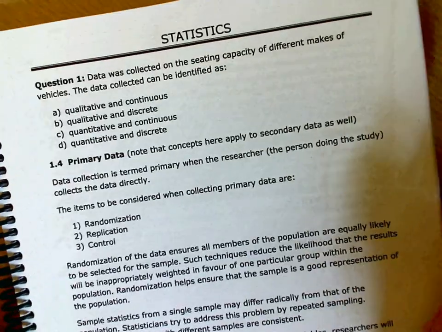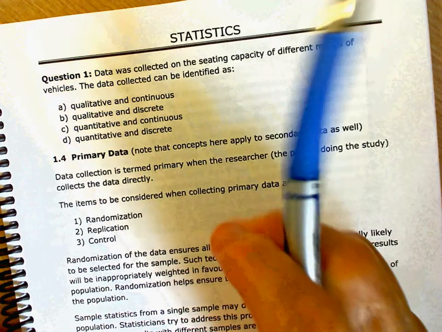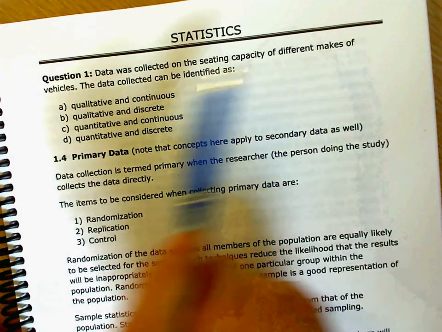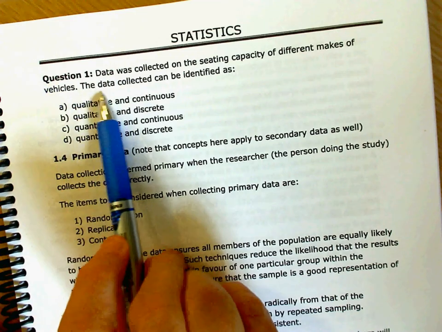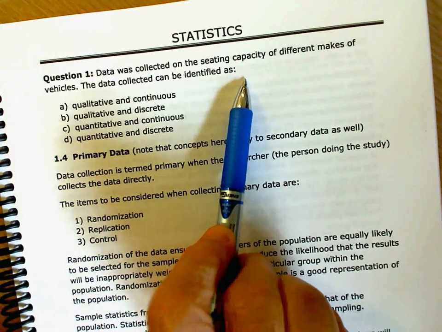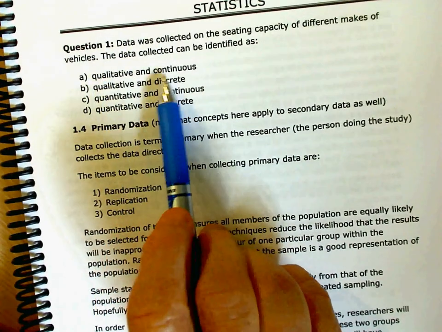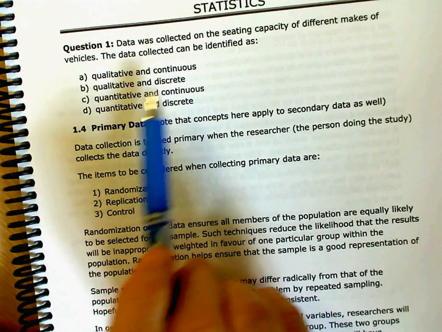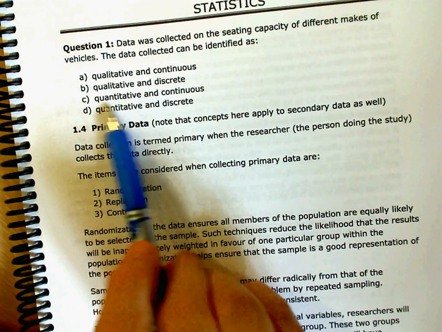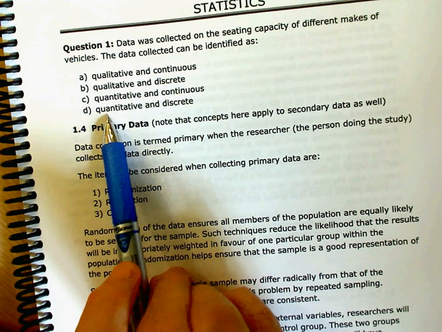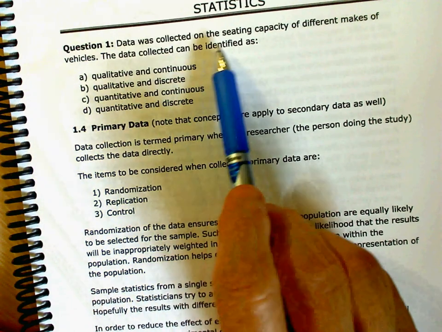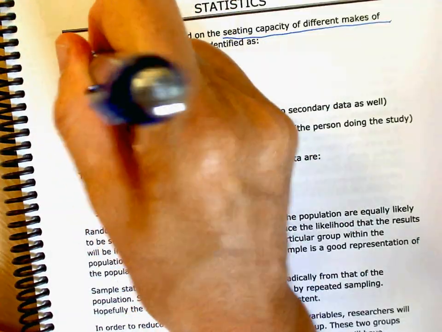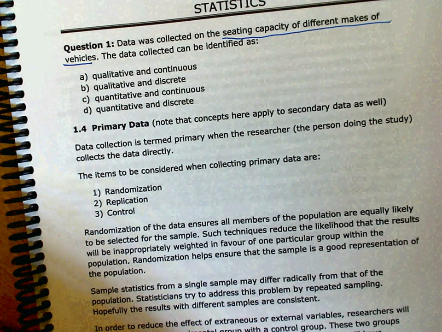Let's do an example. Data was collected on the seating capacity of different makes of vehicles. The data collected can be identified as qualitative and continuous, qualitative and discrete, quantitative and continuous, quantitative and discrete. So when we talk about the seating capacity of different makes of cars, which one would probably best apply?